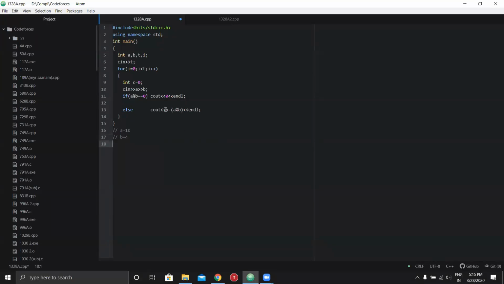Now what I am doing here is b minus a modulus b. So currently, what is a modulus b? In this, a modulus b is currently 2, right? a mod b is equal to 2 right now, and b minus a mod b is equal to 4 minus 2, which is equal to 2. Okay. Now this will work for every test case.